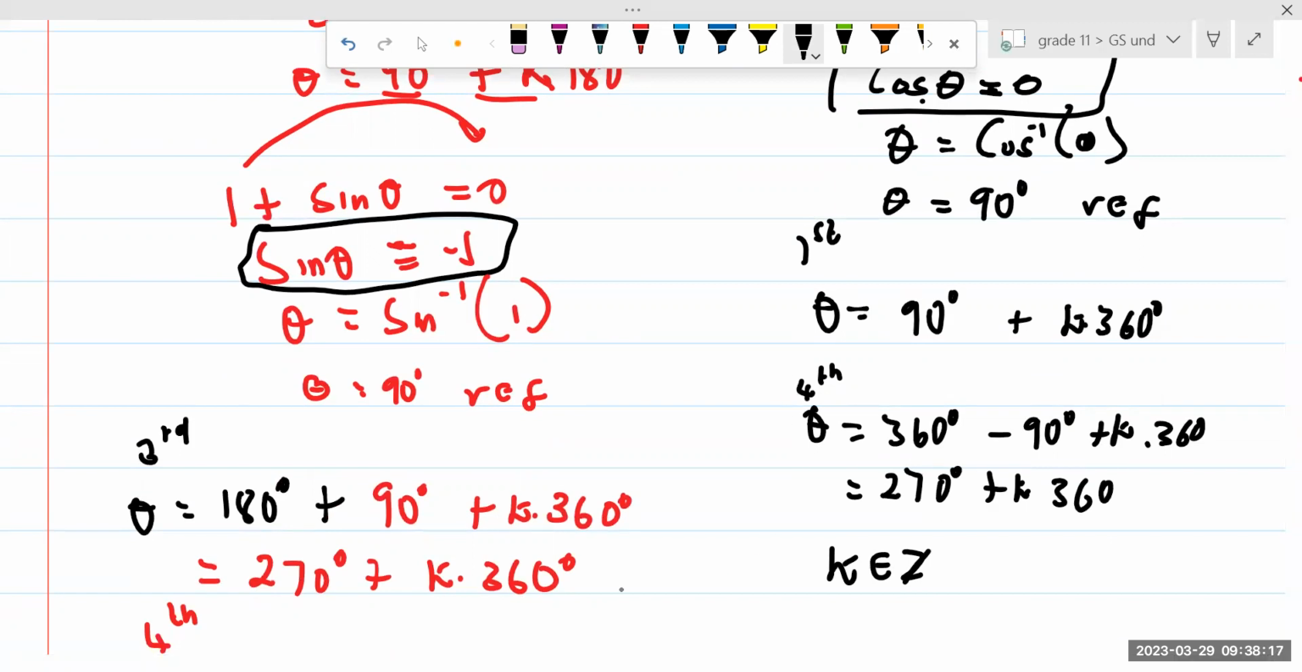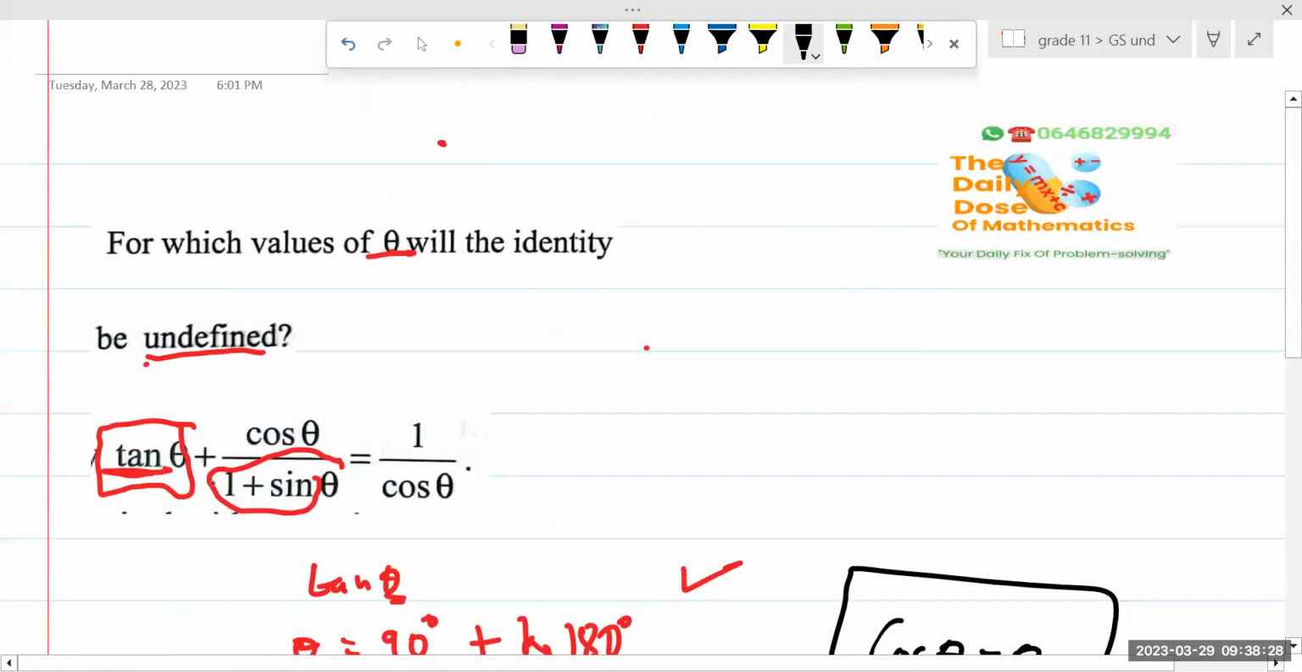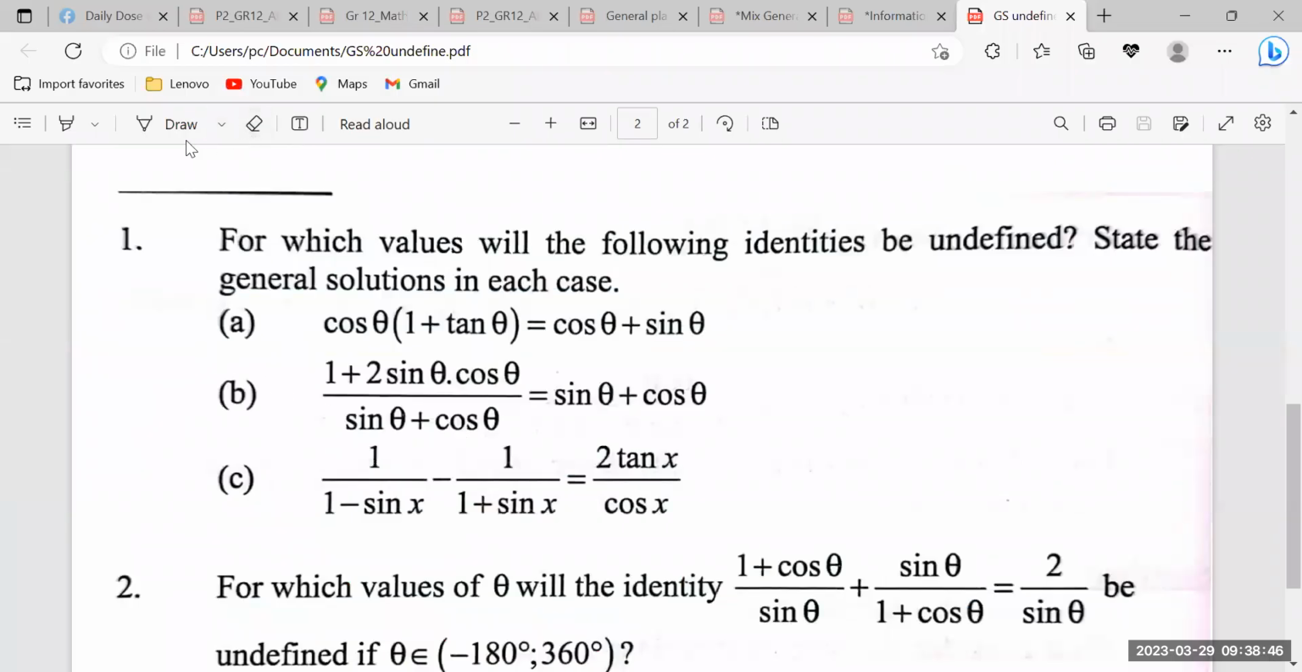Now, how do you approach such questions? We check what we have on the denominator, and then we make that denominator equal to 0. At the same time, we also check if we have a tan term in our equation. If you have a tan term in your equation, we start with that. Theta is going to be undefined wherever tan is undefined. And then tan is undefined when theta is equal to 90 plus k multiplied by 180. Now we can do the following. We're going to do number A, B, and C.